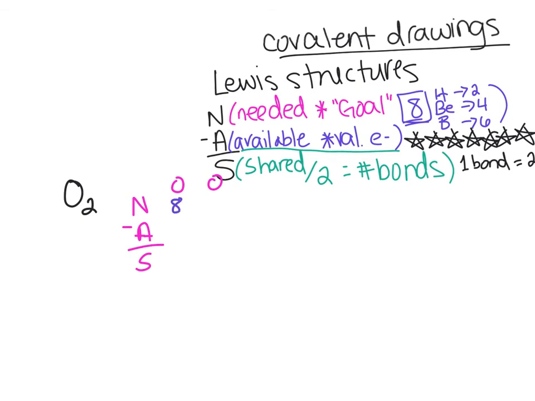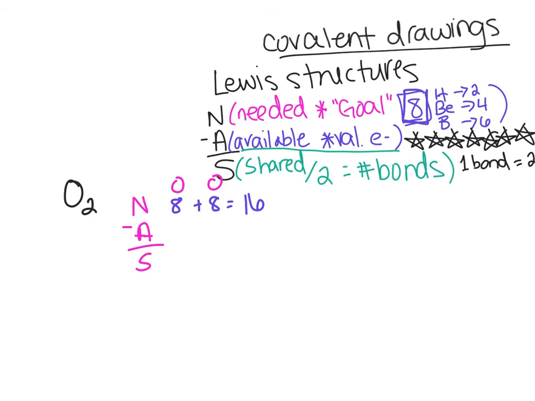8. Good. How many does the second oxygen need? 8. Add them together. What do we get? 16. So remember, for the needed line, usually it's 8, unless you're dealing with one of those exceptions. That's where those numbers came from.